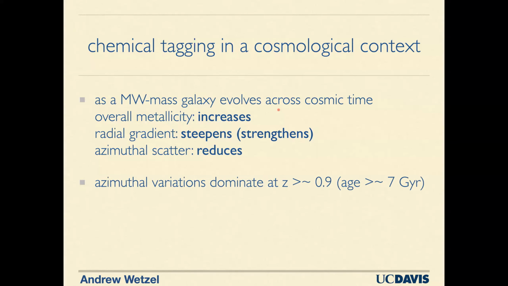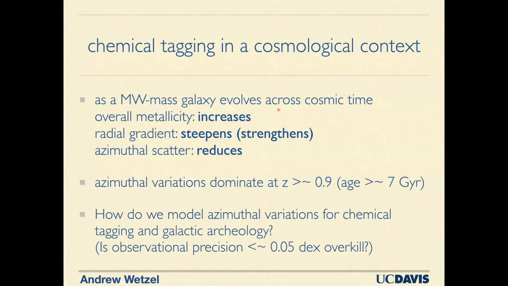So there's a transition epoch at about redshift 1 or so, where at least in these simulations, galaxies typically transition from azimuthally dominated to radially dominated. So what are the implications for this whole chemical tagging idea? Well, if you look at most papers on weak or coarse-grained chemical tagging, for the most part, people are using it to try to understand how stars may have formed at different radii and maybe radially migrated to different radii, right?